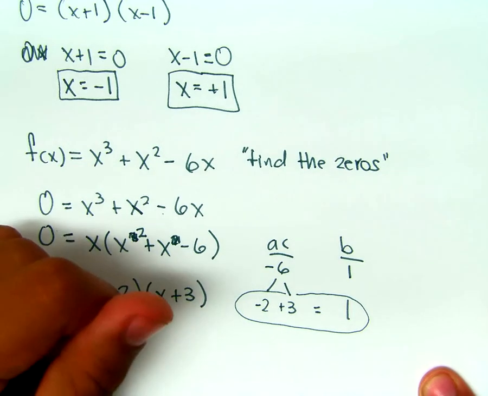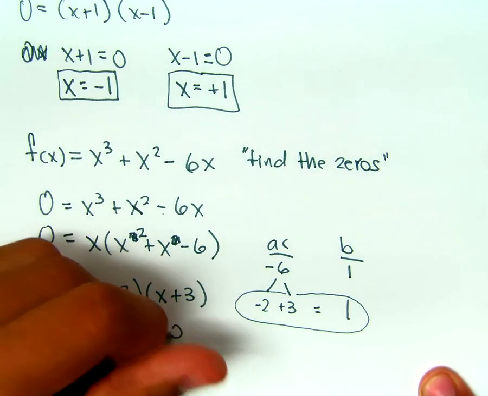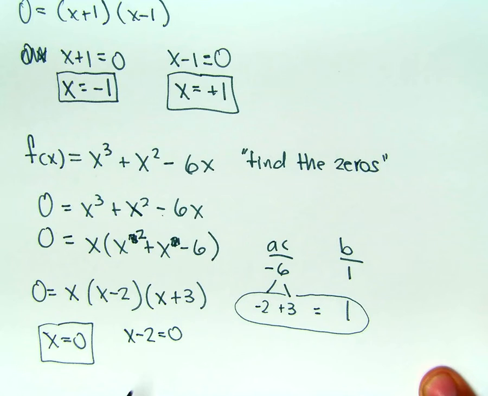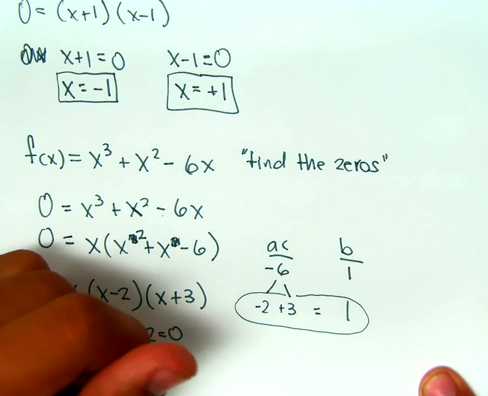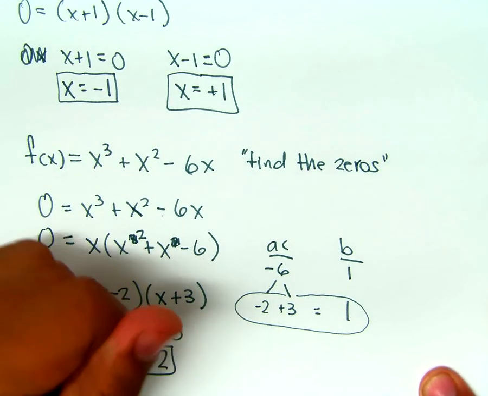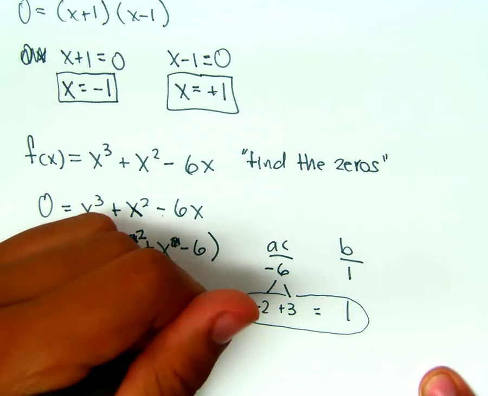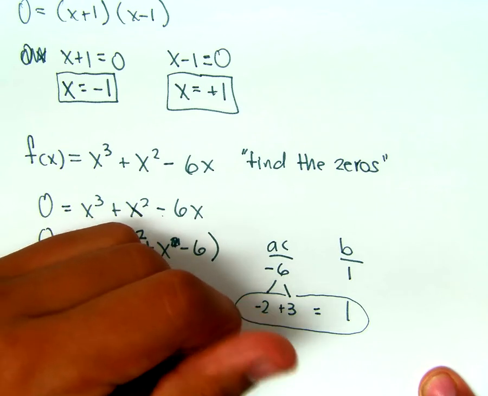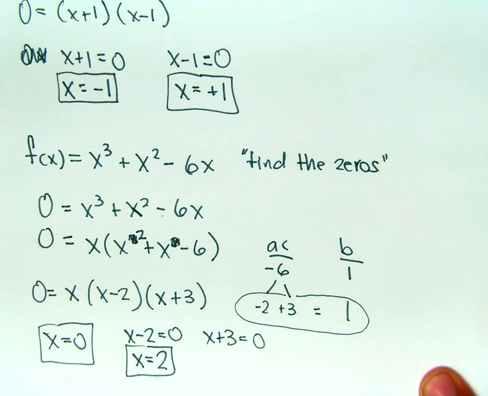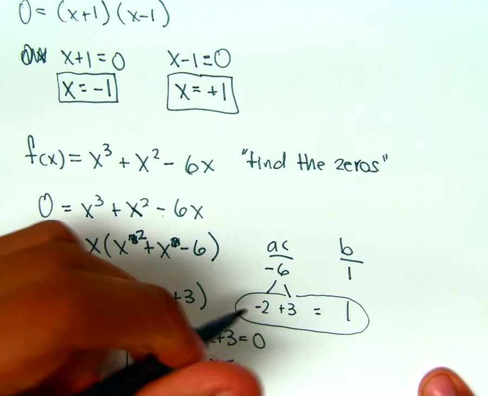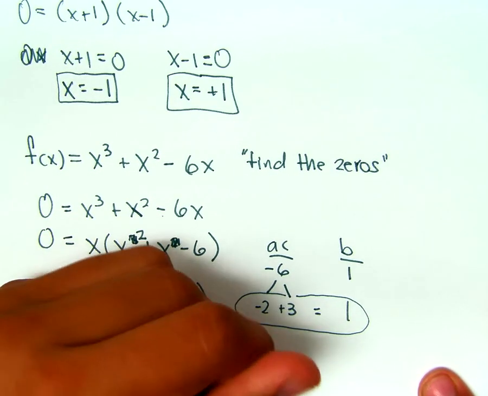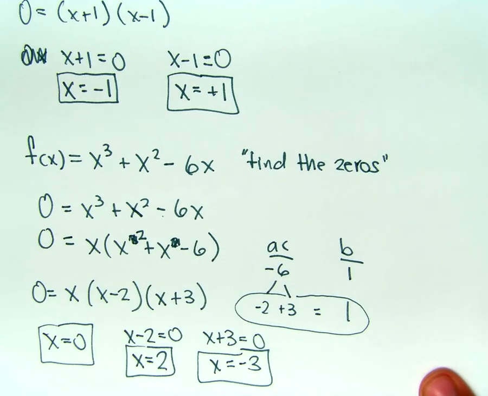Now, x minus 2 equal to 0. We'll add 2 to both sides, so we'll get x equals 2 as a solution, and then subtract 3 from both sides. So we'll get x equals -3. So those are our solutions. Okay.